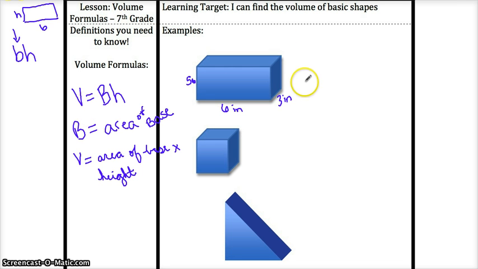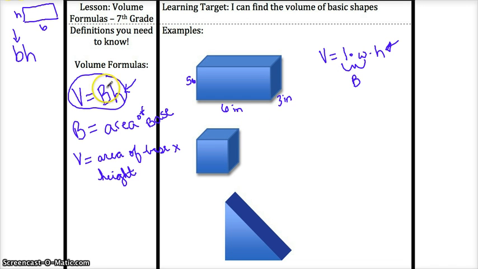Now, for rectangular prisms, some people prefer to use the formula volume equals length times width times height. But length times width is just the area of the base, so it's the same exact formula as over here. They just prefer to write it differently, so it depends on how you prefer. This is the formula that I always remembered, and it's handy when we're doing shapes that aren't rectangular prisms. So if you want to memorize one formula, just memorize this one and remember what the capital B means.